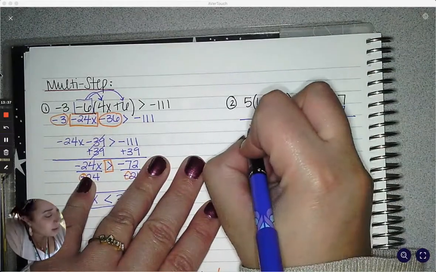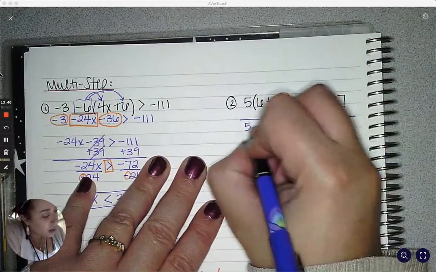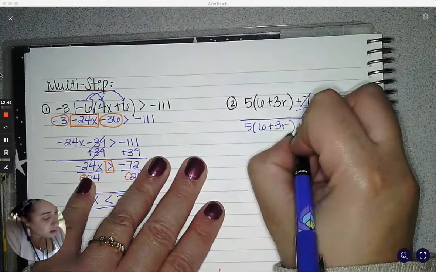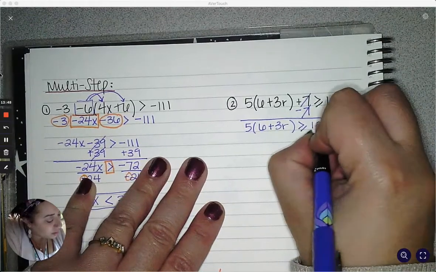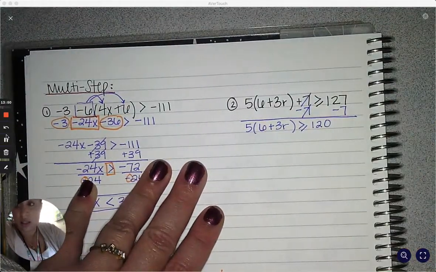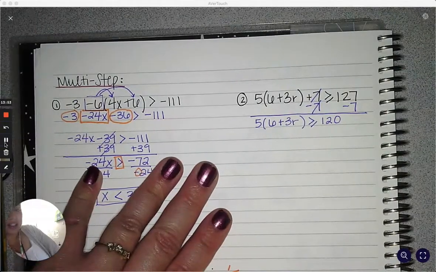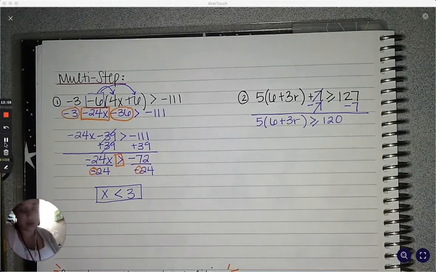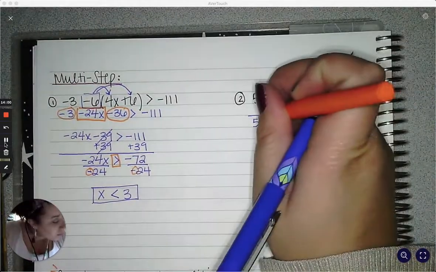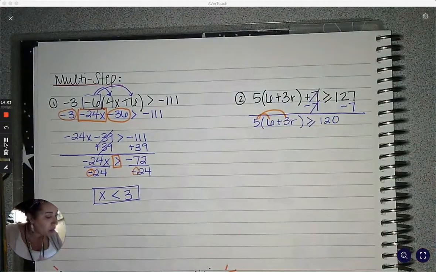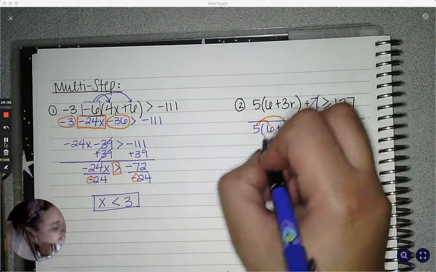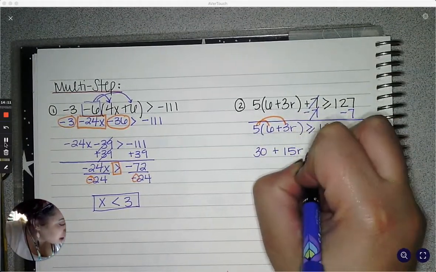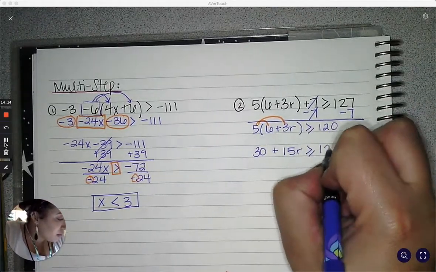Okay, so we have 5 times 6 plus 3r is less than or equal to 120. I just went ahead and subtracted the 7, and now we're going to distribute. So 5 times 6 is 30 plus 15r is less than or equal to 120.